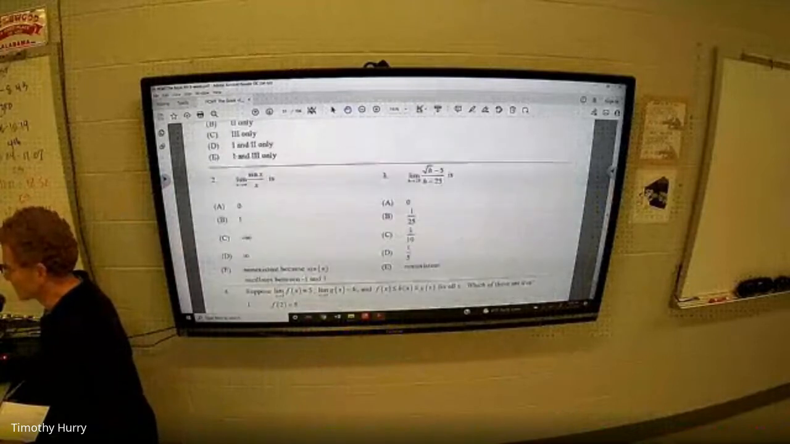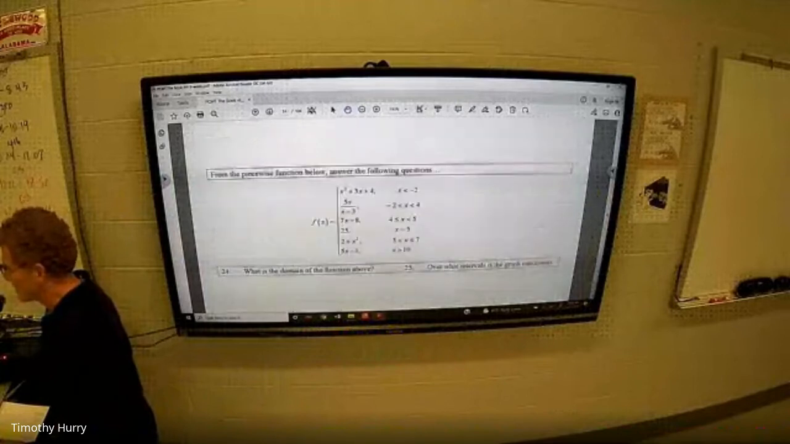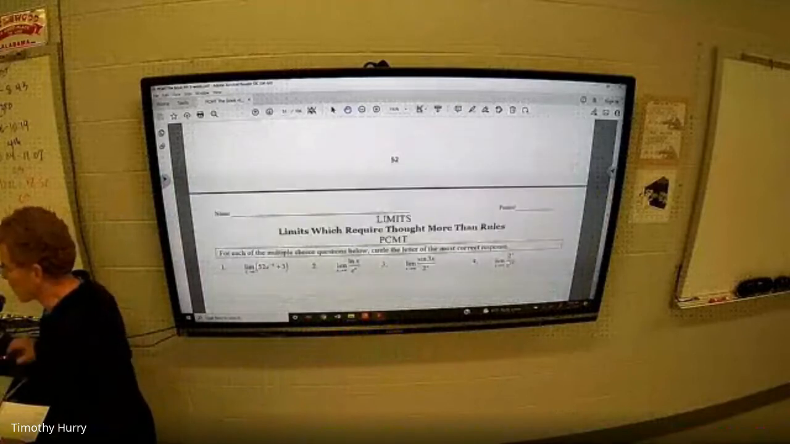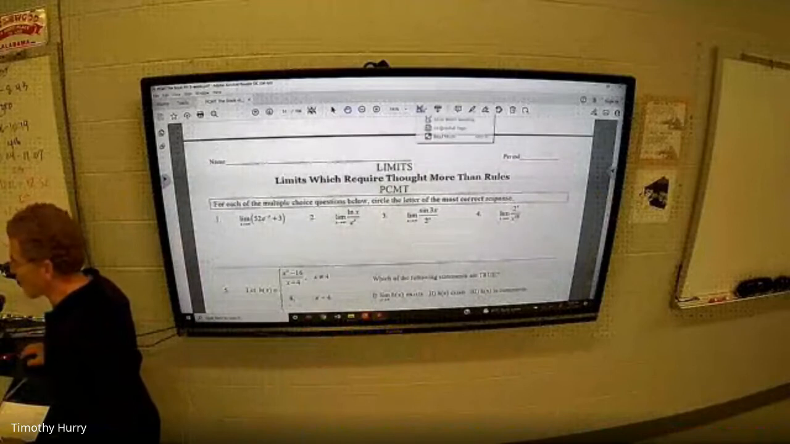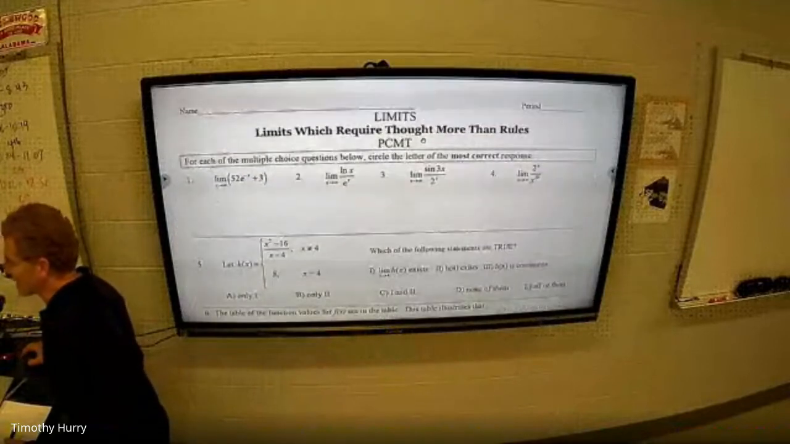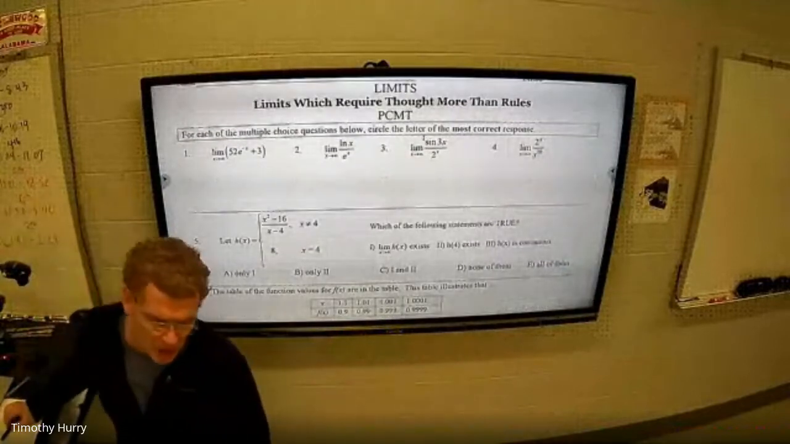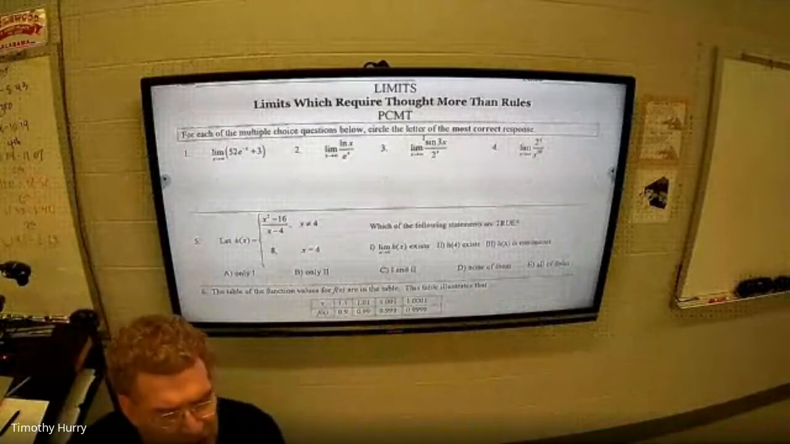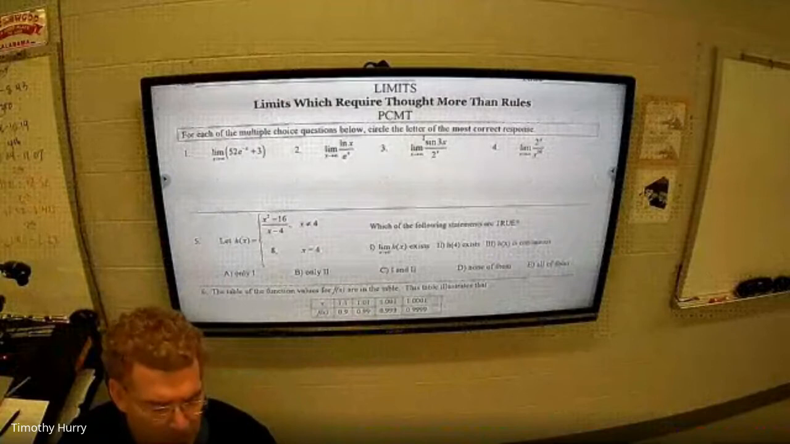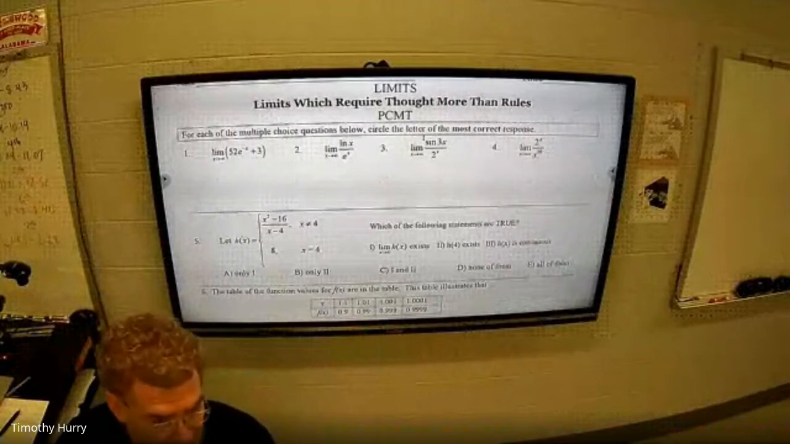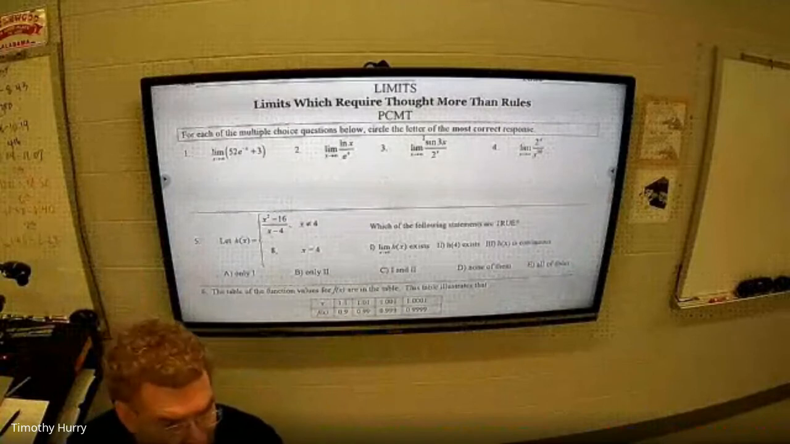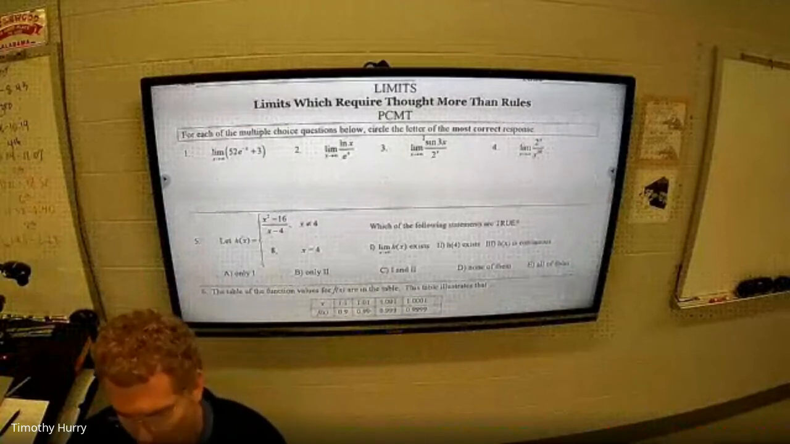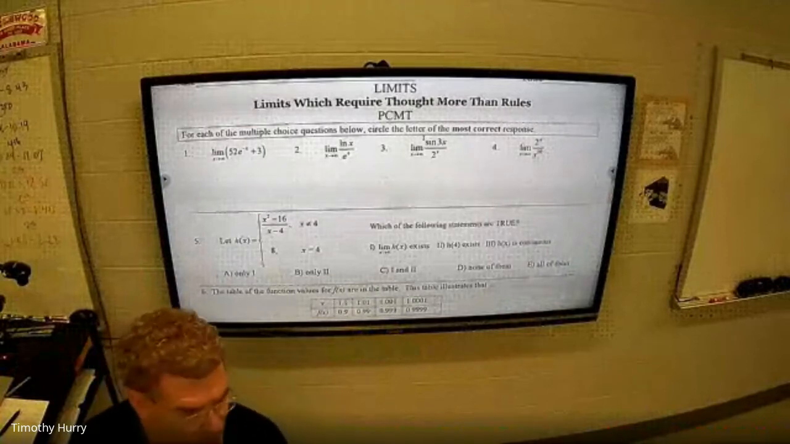Okay, so this says limits which require more thought than rules. I had some people in 7th period asking me how we were going over the test, and I'm like, I don't understand this. Why didn't you just graph it? If in doubt, graph it. The rules are for when you don't have any clue what the graph looks like. But if I give you a square root function, graph that puppy and just look at it.